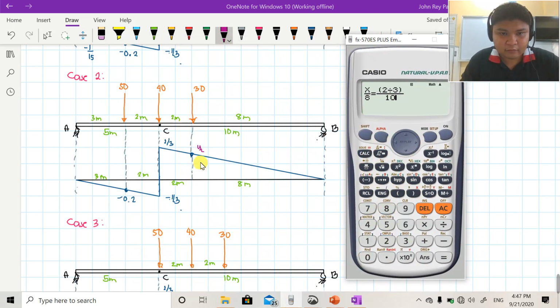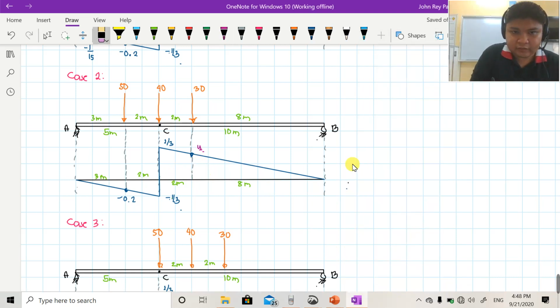Tama ba? So, y sub 1 is to 8. 2 thirds is to 10. So, madali lang naman, ratio and proportion. So, 0.533 or 8 over 15. Inano na lang natin, i-fraction, 8 over 15. Ayan. May mga ordinates na tayo class na i-consider.